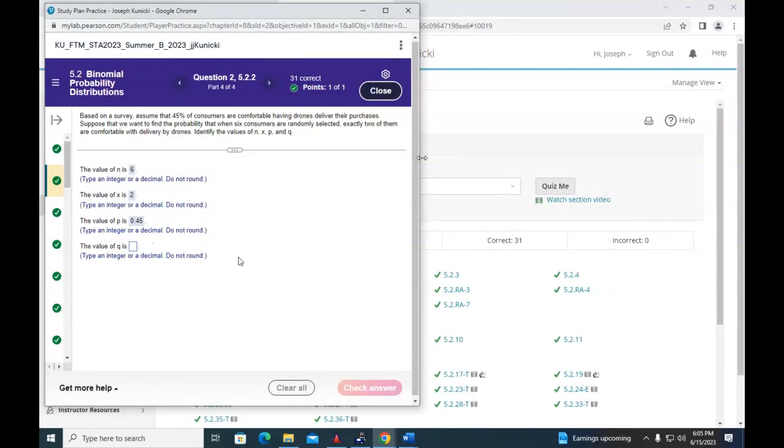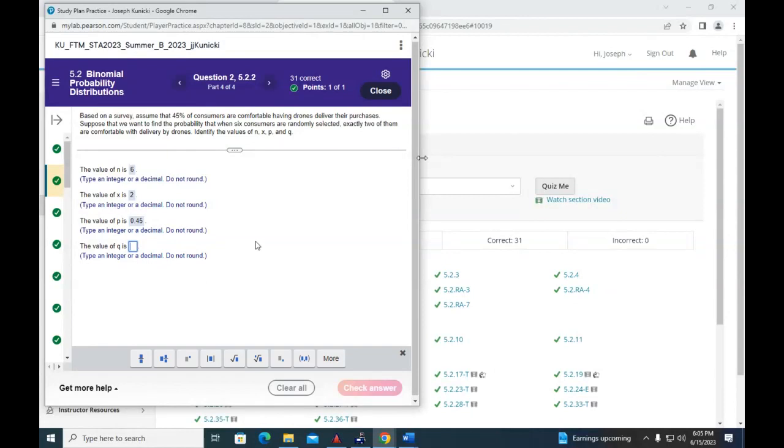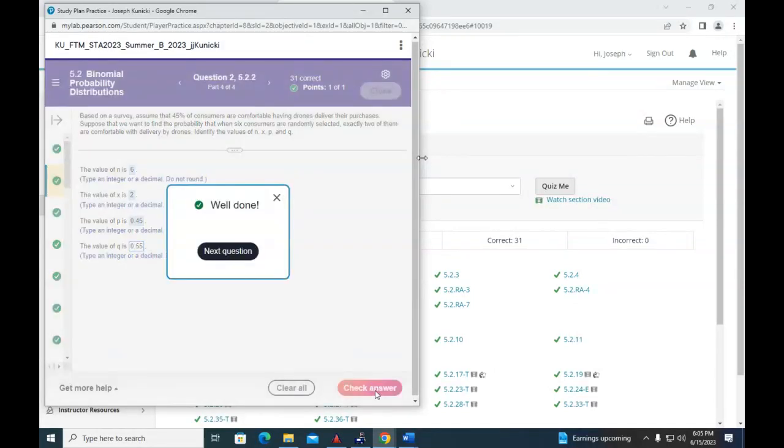P is the probability of success, and Q, the probability of failure, equals 1 minus P. That's the other way to look at it. So what's 1 minus 0.45? It'd be 0.55. Right, you got it. 55 and 45 is 100. That gives you your 1.00.